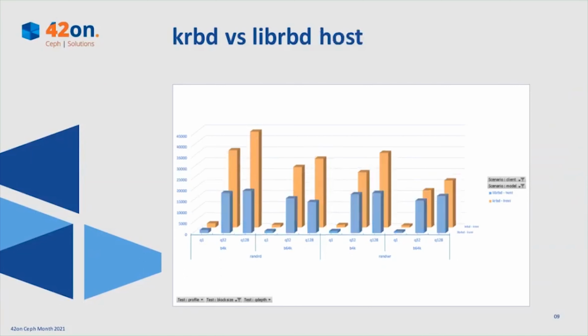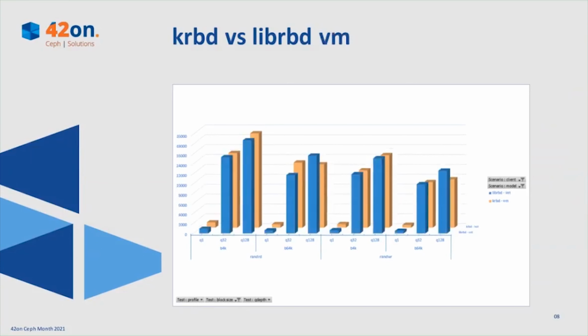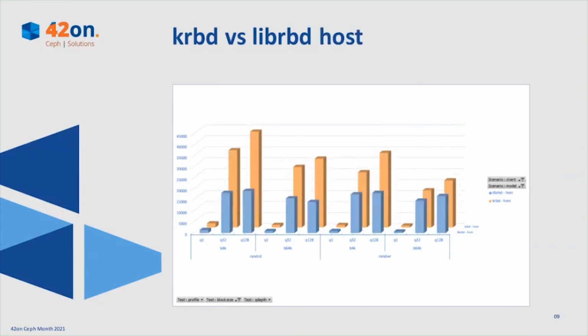Now, this almost looks like the performance halves, but it's not. If you look at the left, you can see that the scale changes. So if we look at the krbd versus librbd on the host, there we can see massive differences.